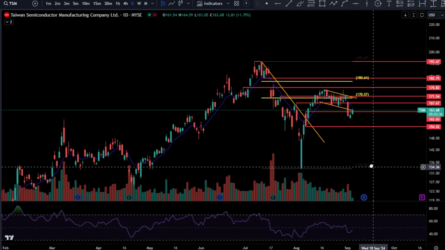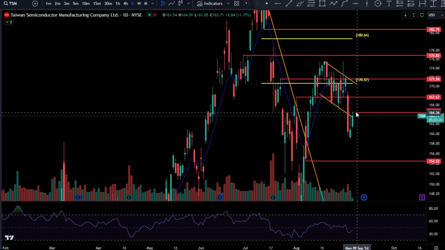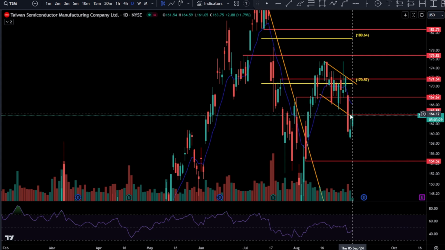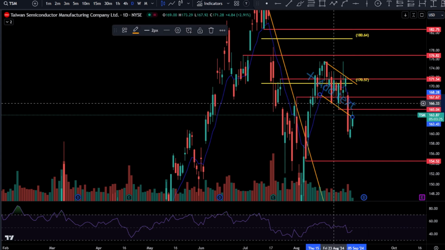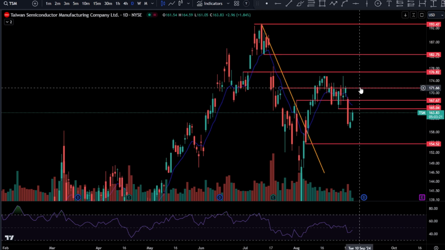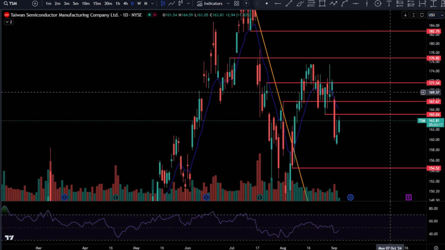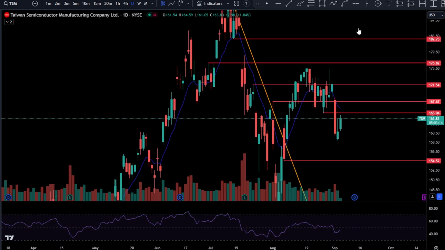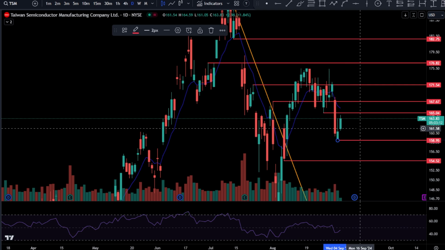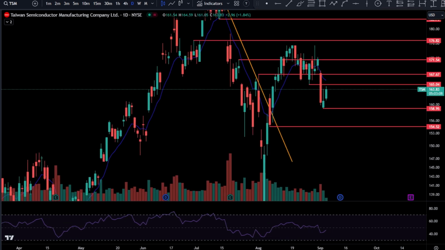TSM, same thing, but resistance 162. I'm going to change this, all right? Here we go, and we'll take off these trend lines there. There we go. We'll take that off just to be clean. All right, resistance is 165.04, 167.67, 171.54. Support is going to be yesterday's low, 158.95, and 154.52 under there.